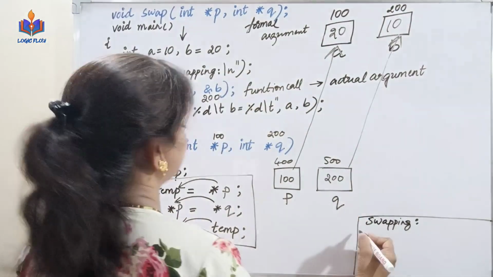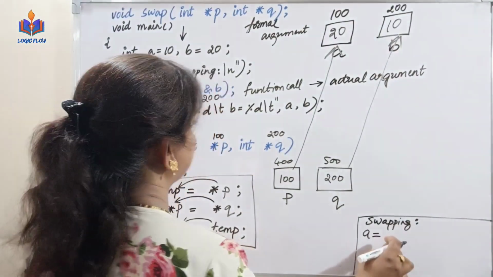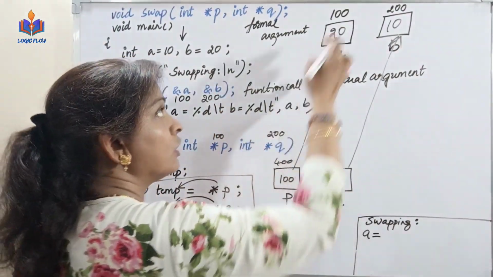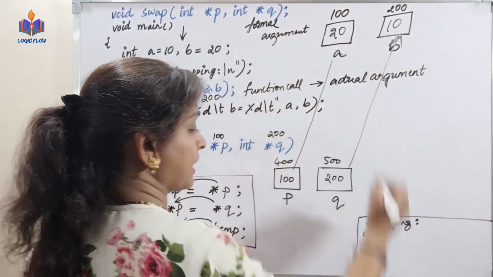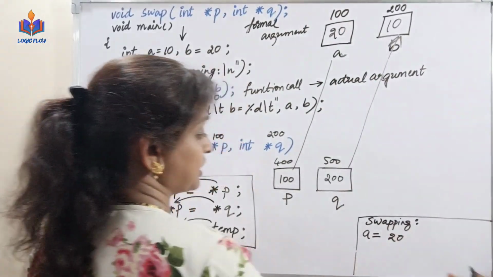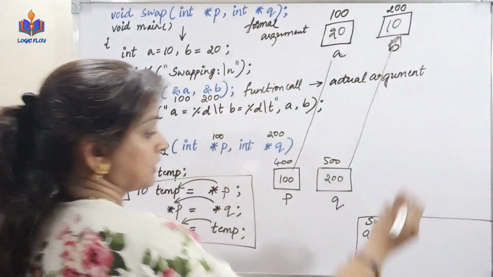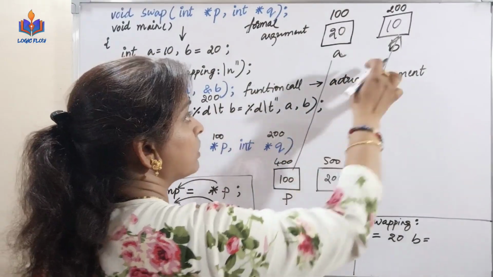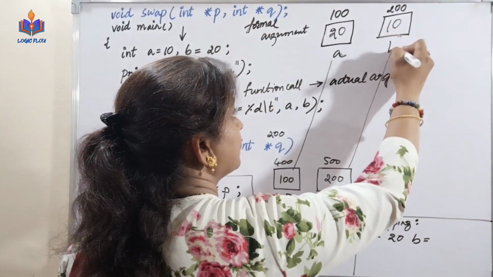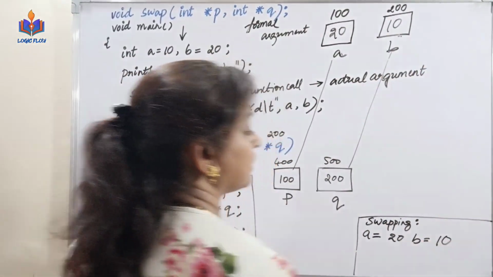So my output will be A equal to, print the integer that is stored in A. So what is A? See, this is A. Right. What is A? It is 20, the interchanged value. Then space B equal to, print the value in B. What is B? This is B. What is B? It is 10.